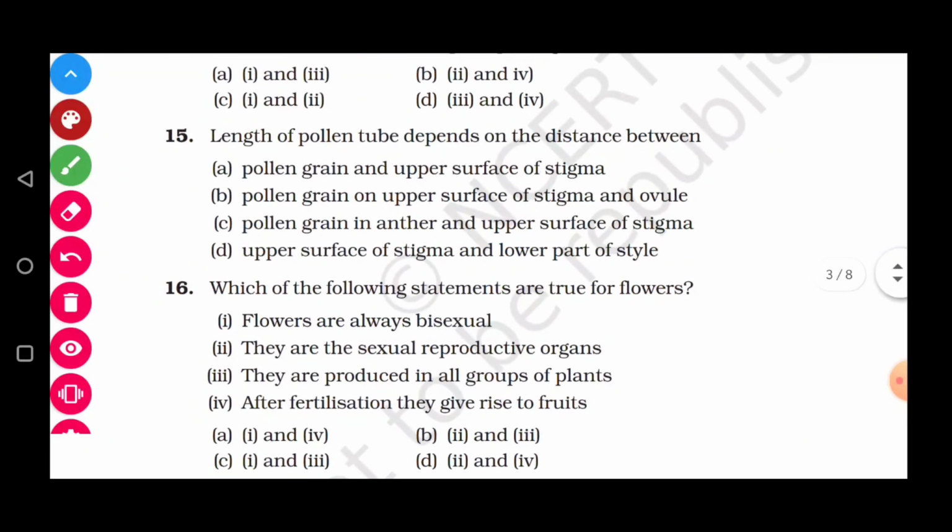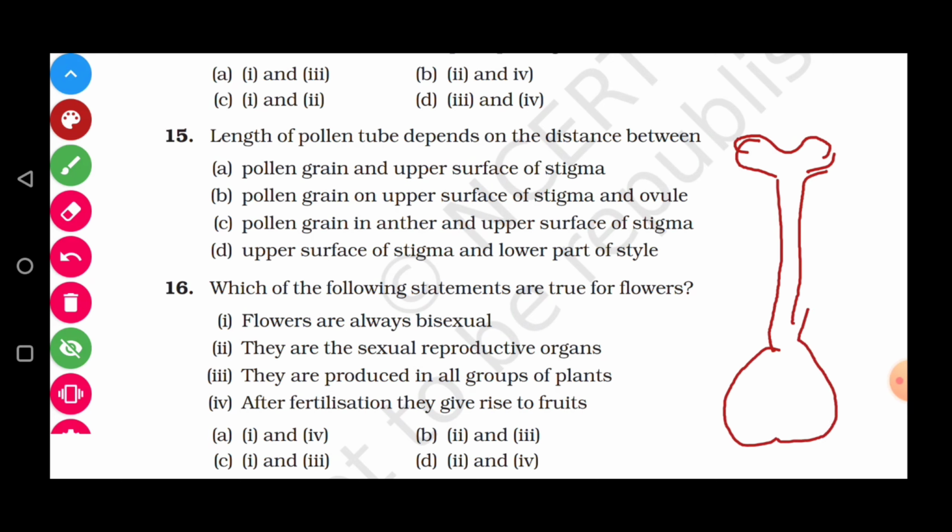The length of the pollen tube depends on the distance between. On what distance does the length of the pollen tube depend? The pollen grain and the upper surface of the stigma. We know that this is the stigma, and from the stigma the long structure is the style, and inside the lower part the ovary is present. So when pollen grains reach the stigma, they make a pollen tube, and this length of the pollen tube depends on the distance of this part.